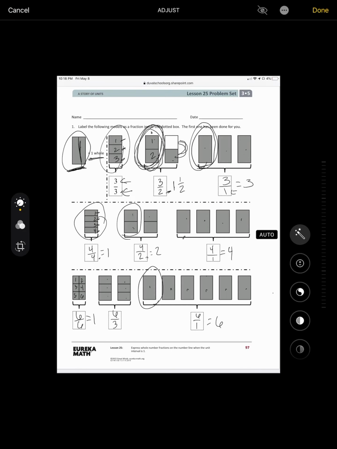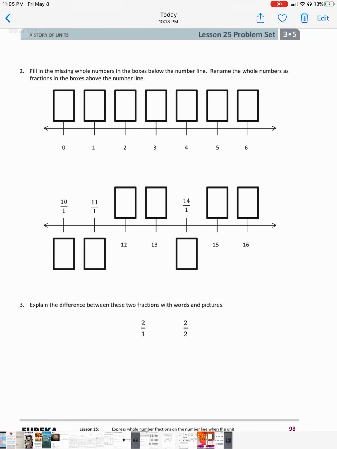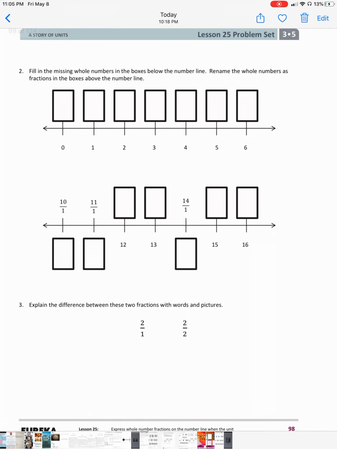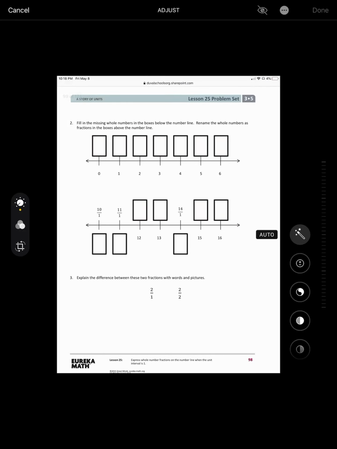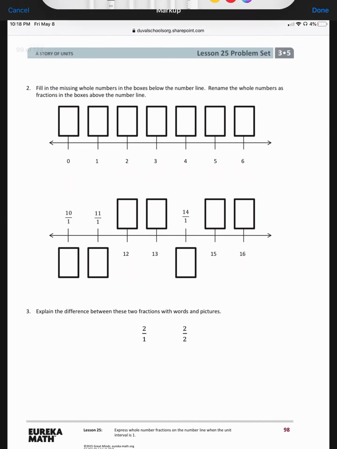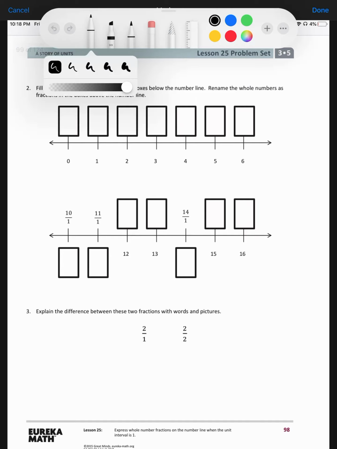All right, let's go on to the number line next. Okay, so on the previous page, we learned that 3 over 1 is equal to 3. Any number over 1 is equal to that whole number. It's saying one whole of that.